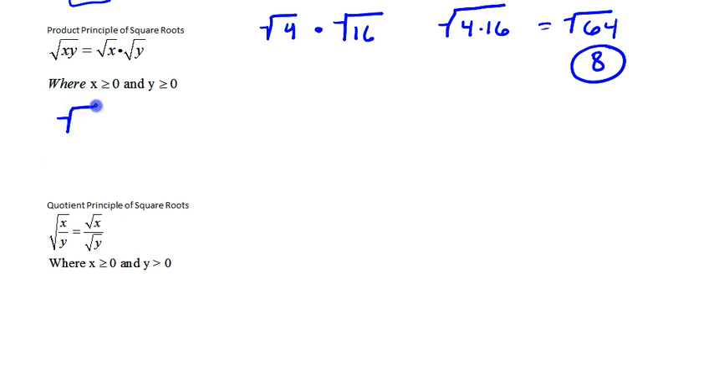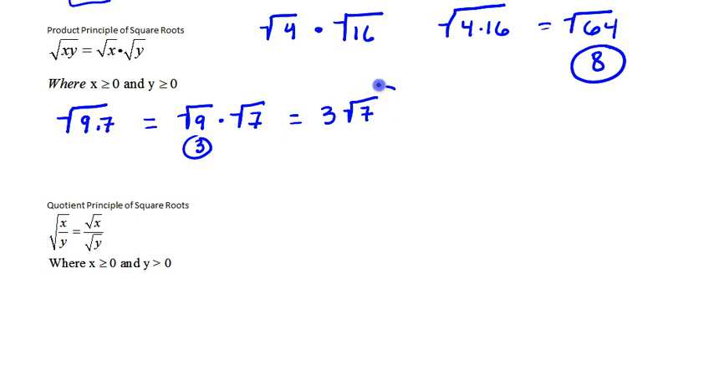Let's say I have the square root of 9 times 7. All right? This is the same as the square root of 9 times the square root of 7. Now what's nice about being able to split these up is it means I can simplify it. I can find the square root of 9, which is 3. There is no way to simplify the square root of 7, so I end up with a simplified version, 3 times the square root of 7. So using the product principle of square roots helps us simplify square roots.